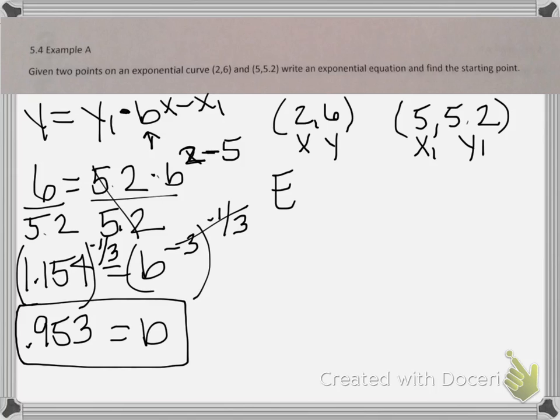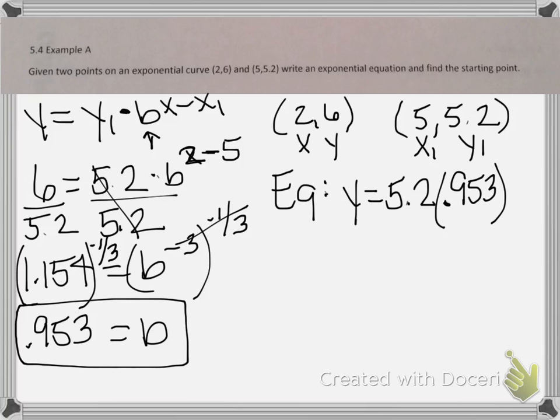So our equation here, again, we're going to use point ratio form. So we have y equals, I'm going to put in y1, which is that 5.2. And then now I know b. So b is 0.953. And the x minus 5. Now I could have used the other point, and instead of 5.2, I would have used 6. And instead of minus 5, I would have done minus 2. It'll give us the same exact idea.